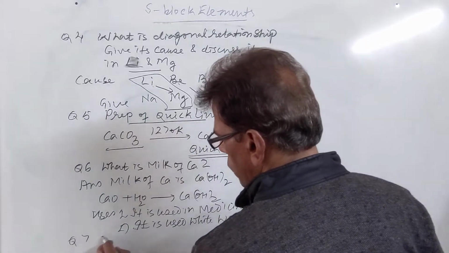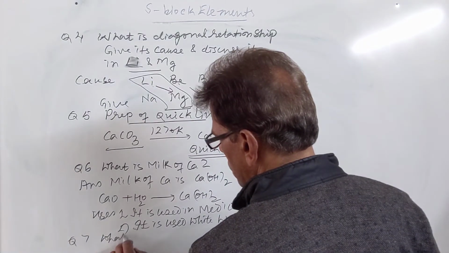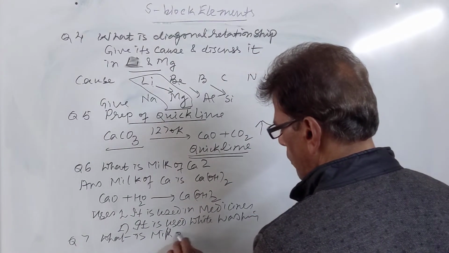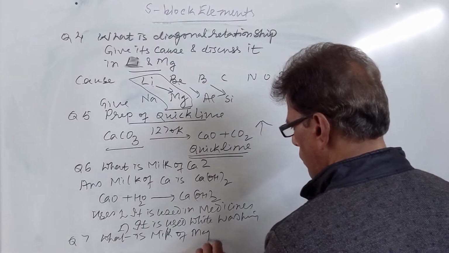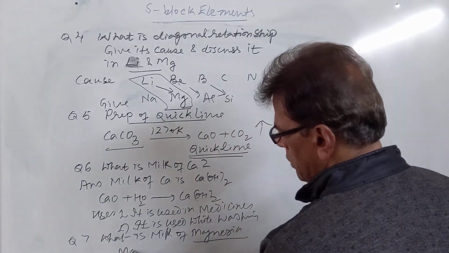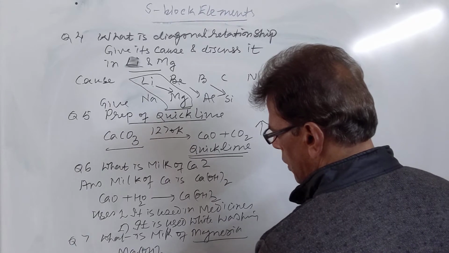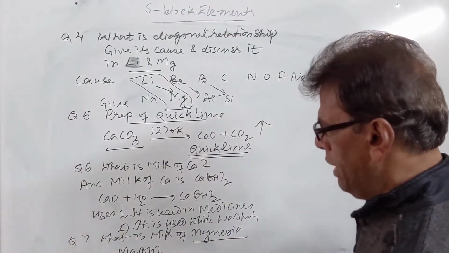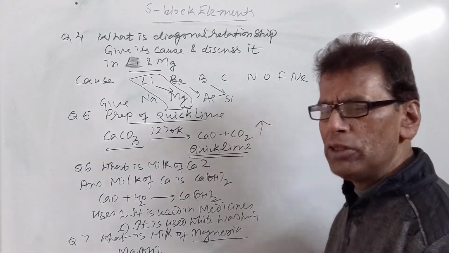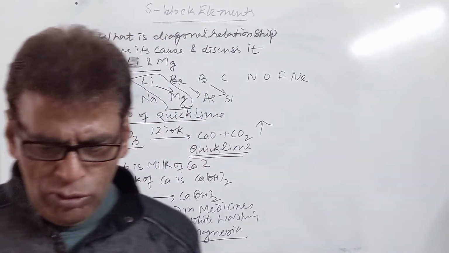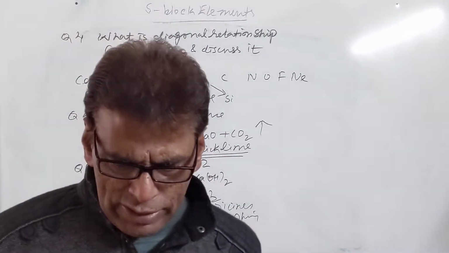Then what is milk of magnesia? Milk of magnesia is Mg(OH)2. Its preparation is similar: MgO mixed with water gives you Mg(OH)2. It is also used in medicines like Digene to remove the acidity of the stomach.